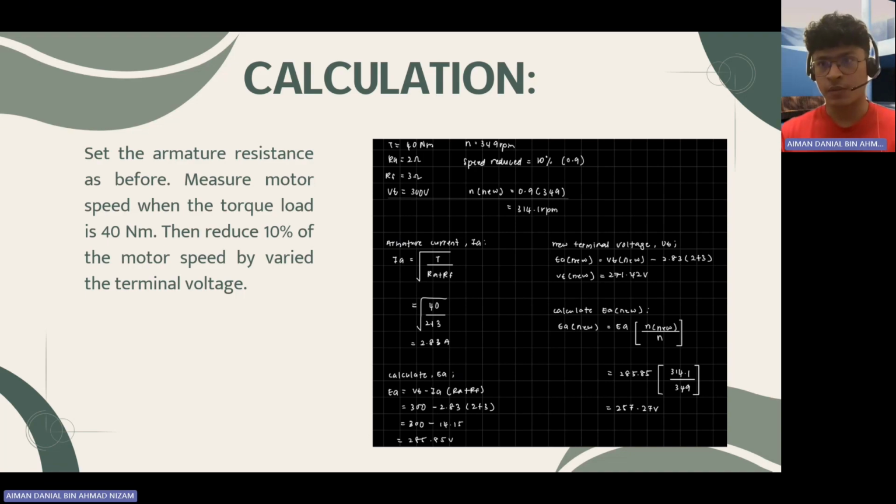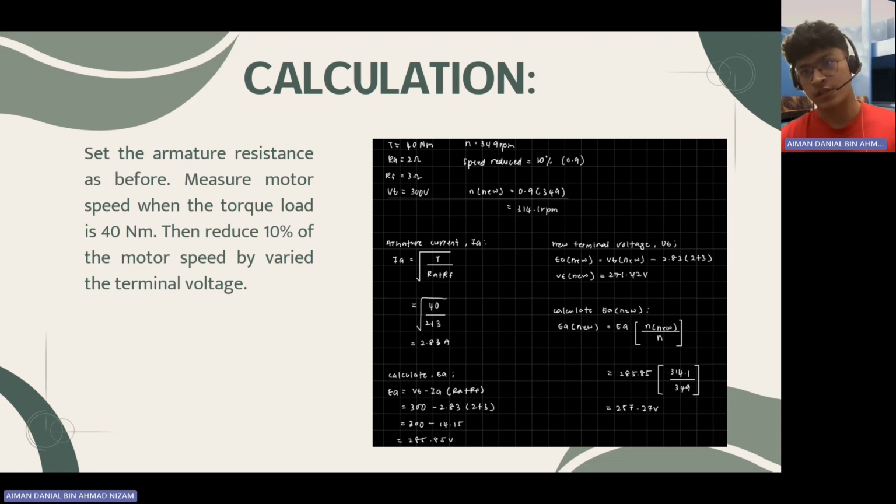So in this slide, I'm going to explain the calculation that we had for section B. In this part, we continue our study by adjusting the terminal voltage instead of resistance. We first set the armature resistance as before, then measure the motor speed with a torque load of 40 Newton meters. Next, we reduce the motor speed by 10% by varying the terminal voltage.